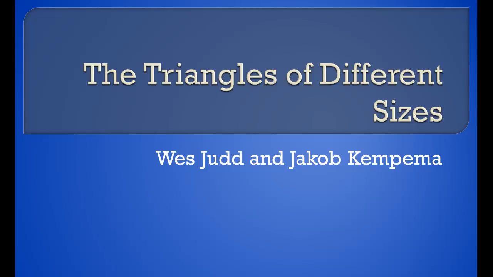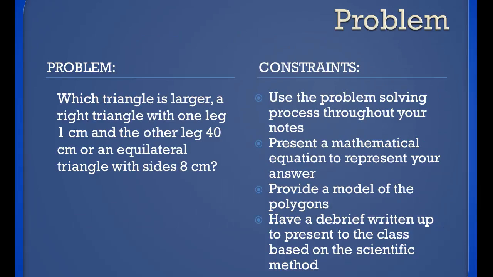We are going to present to you Math Assignment 10, the triangles of different sizes. The problem we were given was, which triangle is larger? A right triangle with one leg 1 centimeter and the other leg 40 centimeters, or an equilateral triangle with sides of 8 centimeters? The constraints to the problem are: use the problem-solving process throughout your notes, present a mathematical equation to represent your answer, provide a model of the polygons, and have a brief write-up to present to the class based on the scientific method.